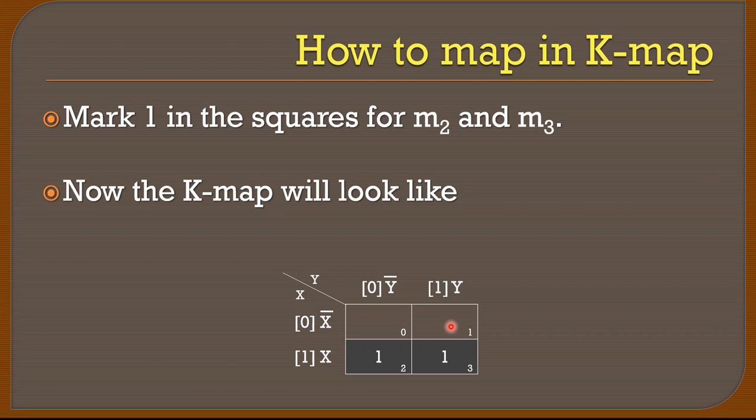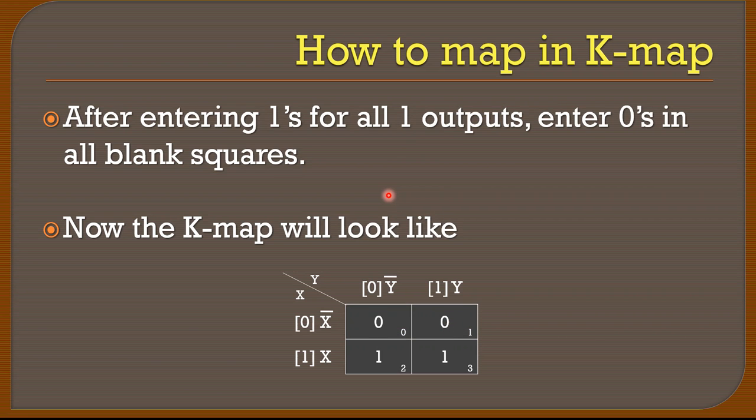After marking the ones for all the output 1s, you enter 0 in the blank squares. Whether it is a 2 variable, 3 variable or 4 variable K-map, you have to first locate all the min terms. In the cardinal form they will be given the min terms. You have to take the min term numbers and fill them accordingly in the K-map. That is nothing but mapping, right? You are going to map it in the K-map. After filling all the ones, you are going to fill the remaining empty boxes with 0.